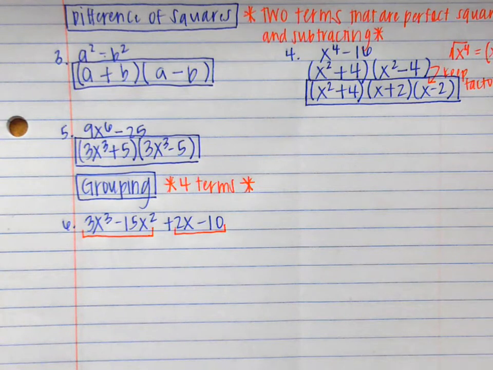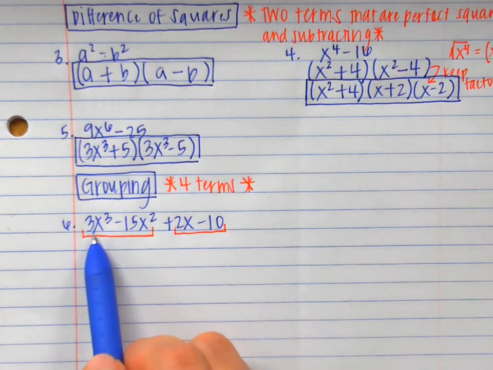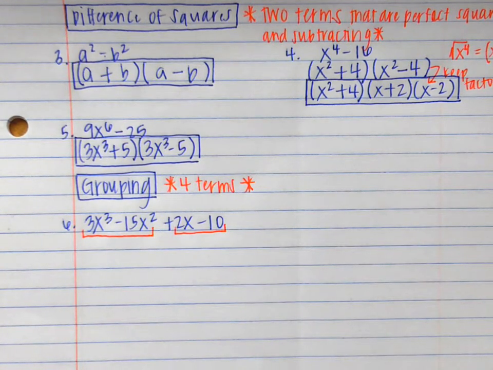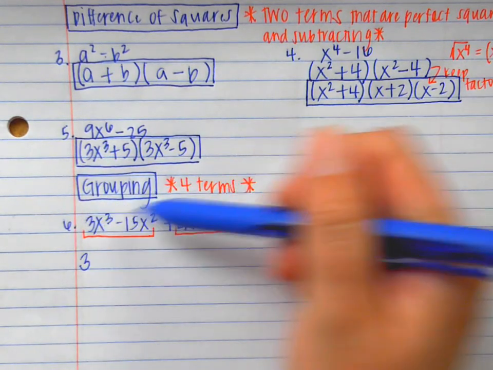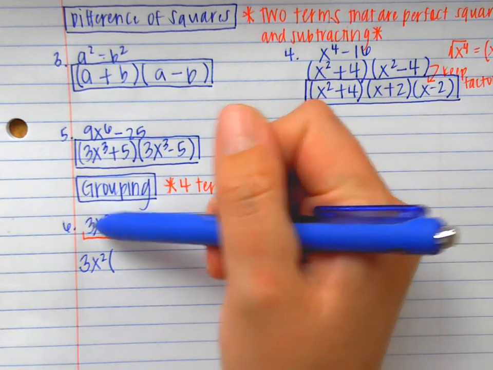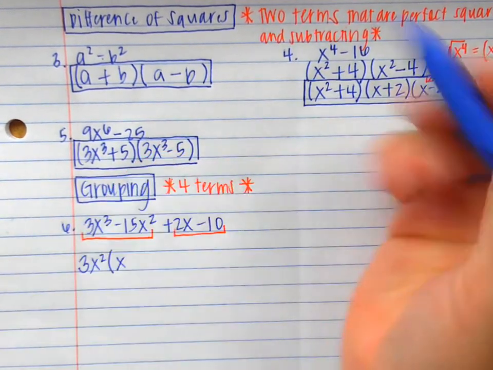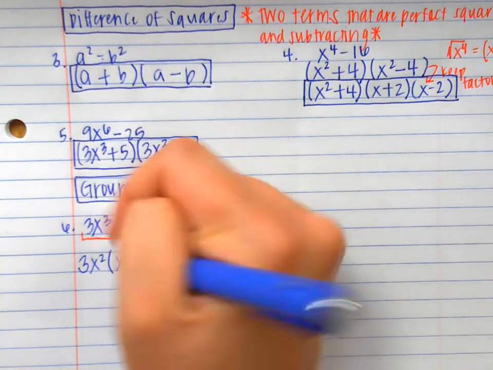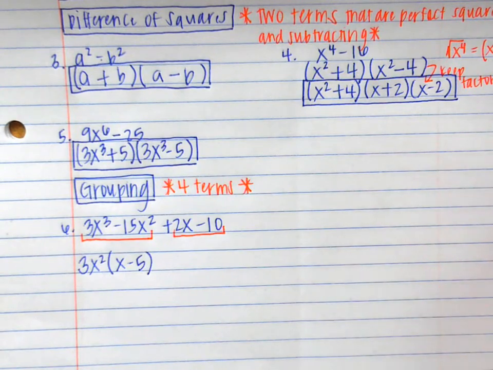So now we're using what we did in the first category, GCF. I look at 3x cubed minus 15x squared, and I think, what's the GCF there? Between 3 and 15, I can factor out a 3. Between x cubed and x squared, I can factor out an x squared. And what's left? 3 divided by 3 is 1. X cubed divided by x squared is x. Negative 15 divided by 3 is negative 5. X squared divided by x squared is 1.